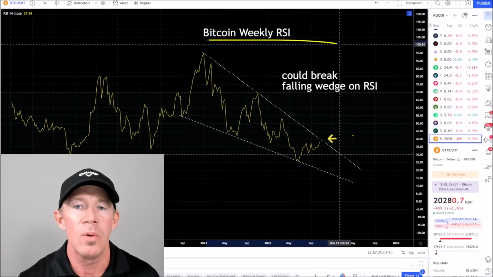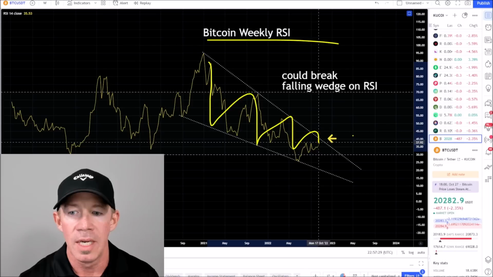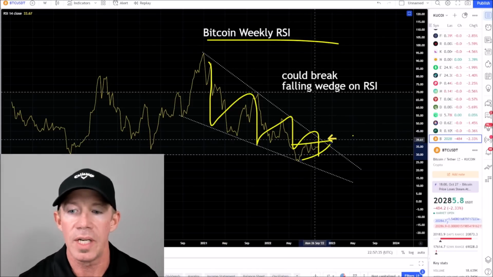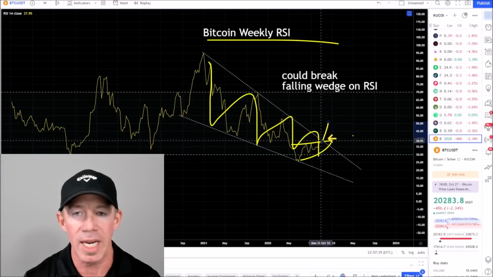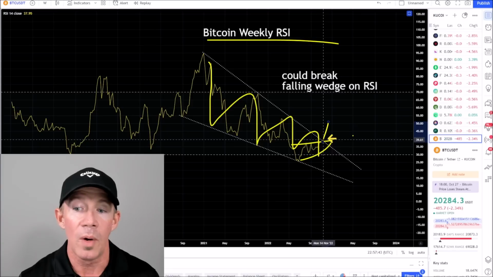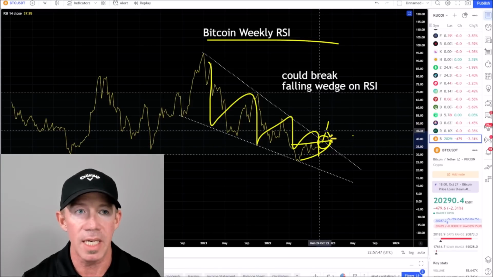So the Bitcoin weekly RSI, you've been in this falling wedge. Now, the question is, do you get an ascending triangle breakout here, breakout confirmation? A lot of times it's going to break out on the RSI before it does on the price action. So one idea for bullish upside and bullish continuation is a breakout of this.